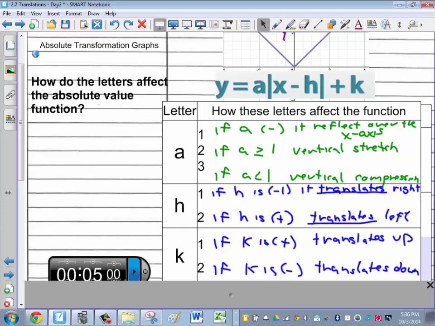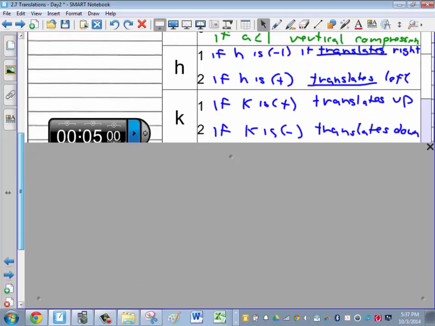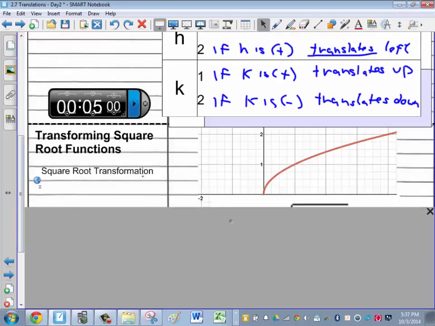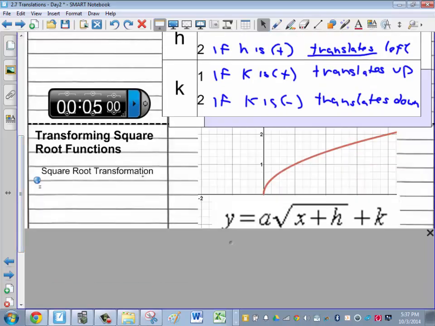In this next one, we are going to figure out what's going to happen to this function right here, the square root functions. And my gut instinct now is it's probably going to be really similar, right? Let's see what happens.